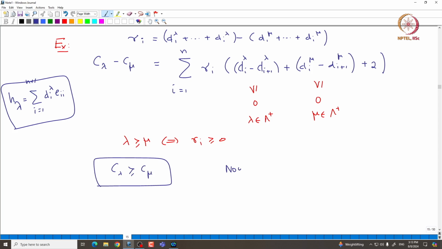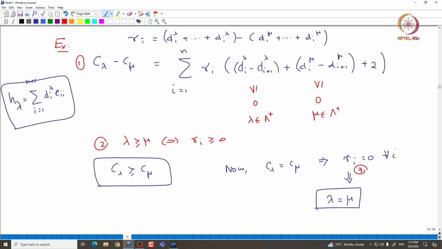And now, C lambda equal to C mu. So, that implies you can easily see that the gamma i's must be 0, there is no other option. So, gamma i's must be 0 for all i, and this would imply that all of these terms are the same. So, that means lambda equals mu. Okay. So, maybe this contains 3 exercises. So, this is 1, this is 2 and this is 3.